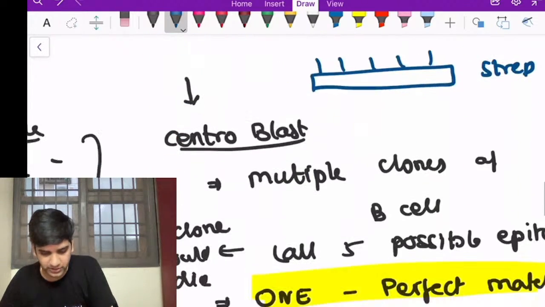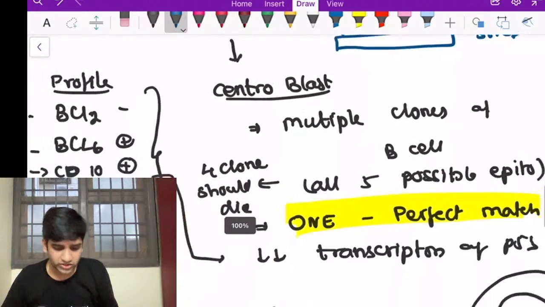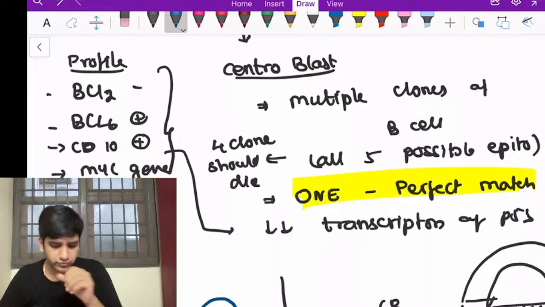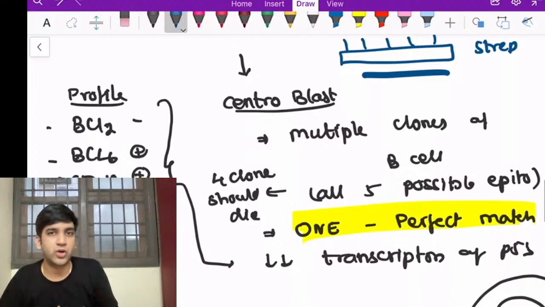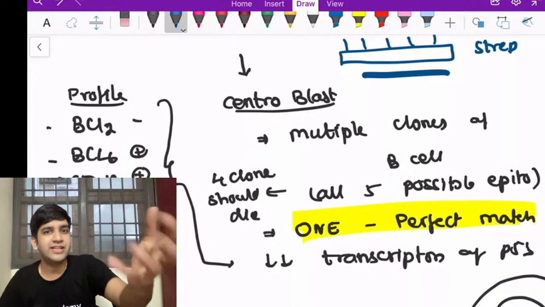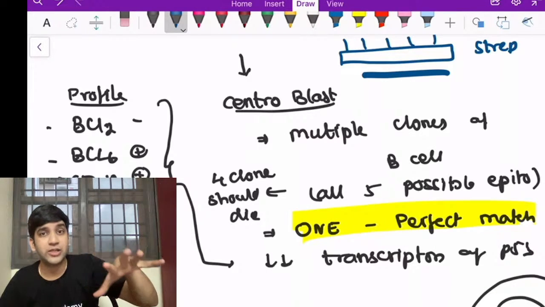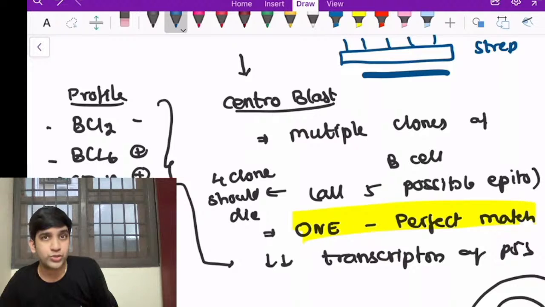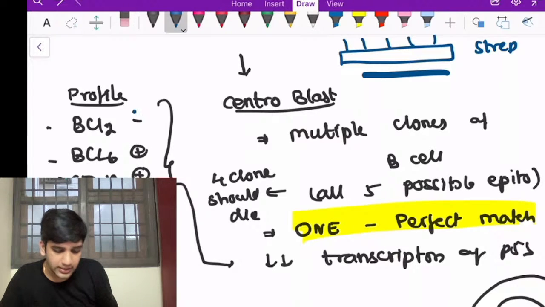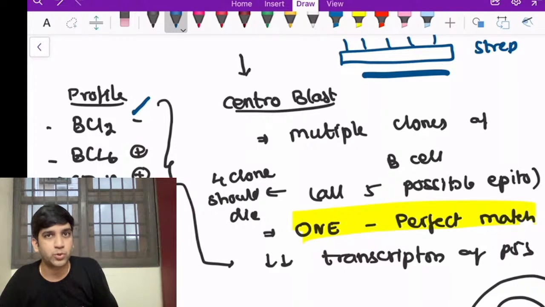Once they came into the germinal center, the first stage I'm going to call the centroblast. The main function of the centroblast here is that I should produce multiple possible clones for all the epitopes of the streptococcus. I gave an example of 5 clones. I'm producing 5 clones. Of that, 4 clones should die. If 4 clones should die, BCL2 should be absent. This is anti-apoptotic.